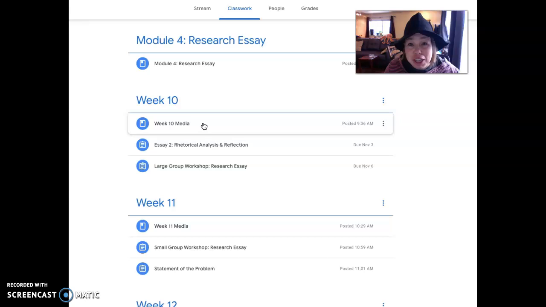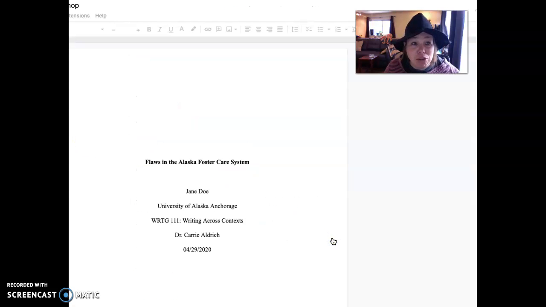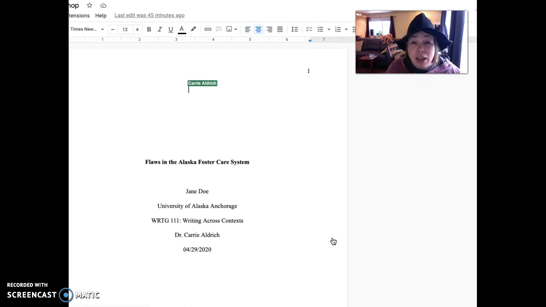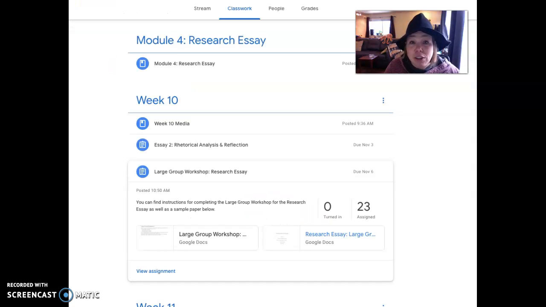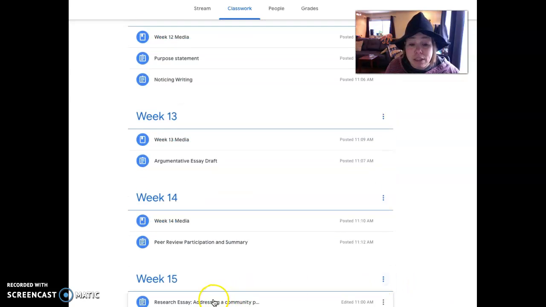The other thing on our agenda this week is the large group workshop. Just like with our other major assignments, that's where we'll start. We're going to look at a student paper that was written last year about flaws in the Alaska foster care system. And as usual, we're going to spend some time talking about what the writer's doing well, what the writer can do to improve, and what kinds of questions emerge for you as you're reading this text and thinking about your own essay.